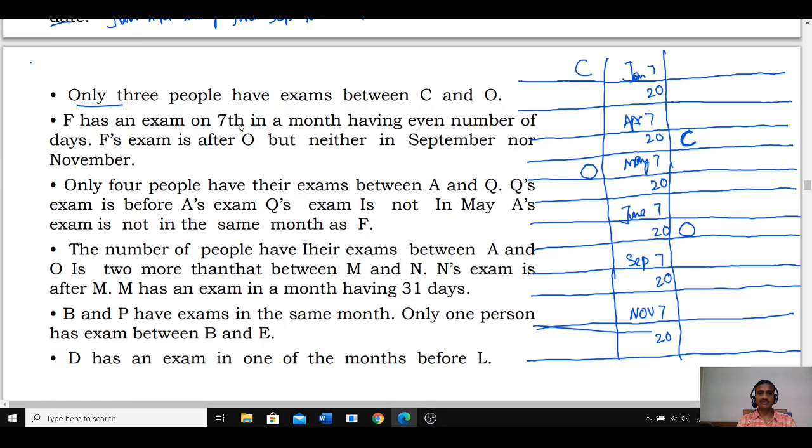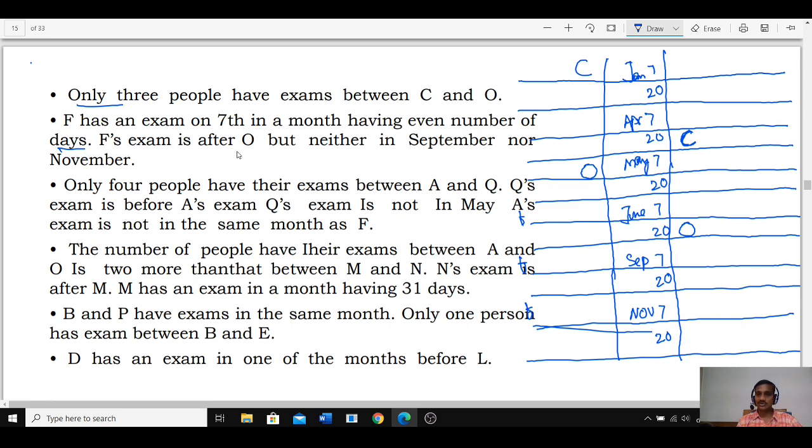F has an exam on 7th in a month having even number days. Even number days is 7. 7 అంటే Jan 7, May 7 అయిపోయింది, September, November. కనుక F can be okay even number days. June, September and November ఈ మూడిట్లో కూడా మనకి F is no, the months are having even number days. కనుక F has an exam on 7th in a month having even number days.